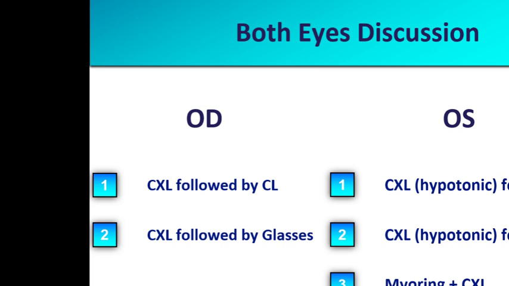Hypertonic protocol is epi-off. Yes, it will give you an additional 50 to 70 microns. Without the epithelium, it may add 50 to 70 microns to the stroma.